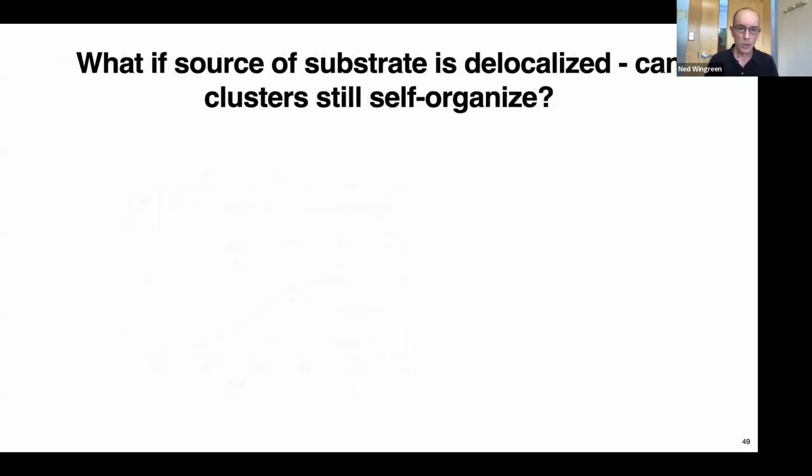Okay, so that was kind of easy though, because the substrate was being produced locally, and so all the enzymes had to do was cluster around it. What if the substrate is being produced uniformly? Now we want to form clusters where substrate comes into the cluster, turns into an intermediate, gets processed by the second enzyme in the pathway. Can we get that to work?